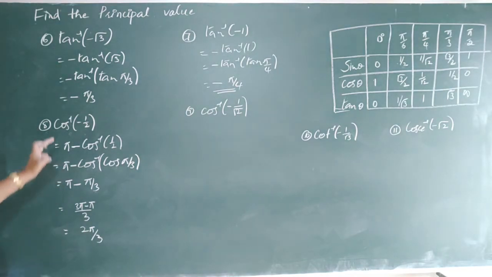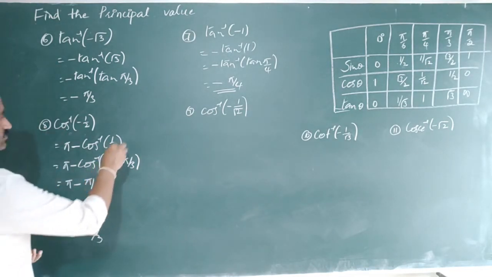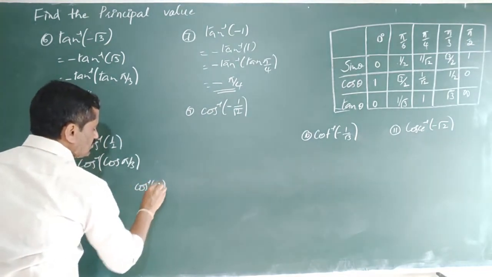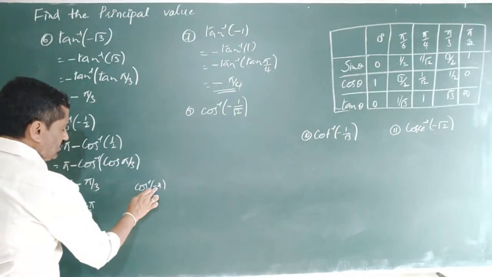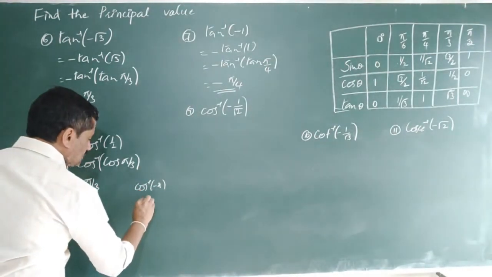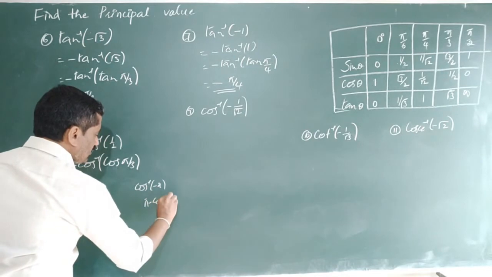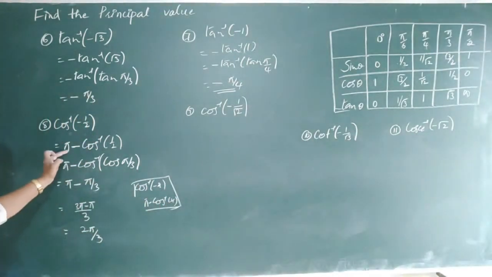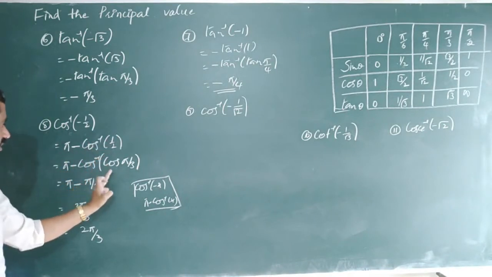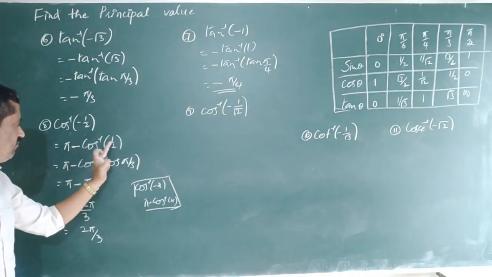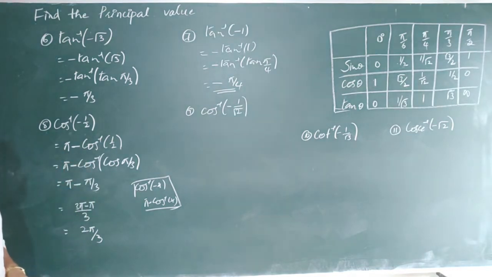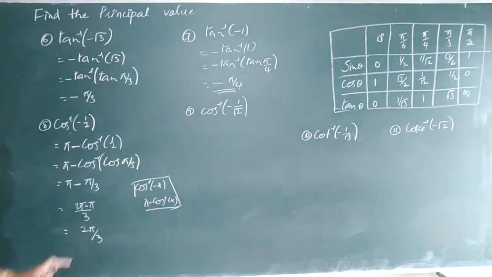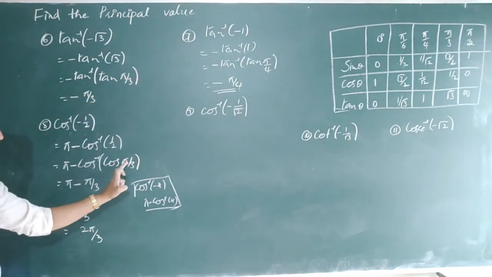Again, this is in the form of cos inverse of minus x. So now cos inverse of minus x can be written as pi minus cos inverse of x. You should remember this property. Therefore pi minus cos inverse of 1 by 2. Now for which cos angle is this 1 by 2 satisfied? So cos pi by 3. What is cos pi by 3? We have 1 by 2. Therefore cos inverse cos get cancelled, we have pi by 3.